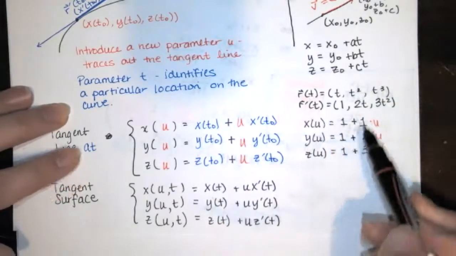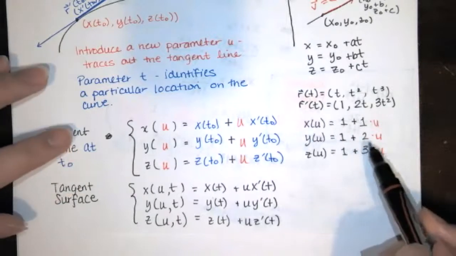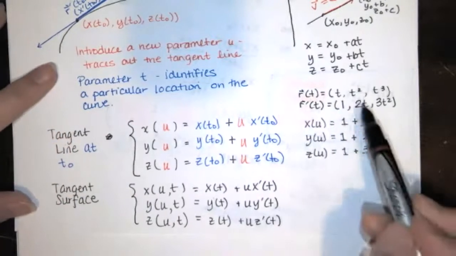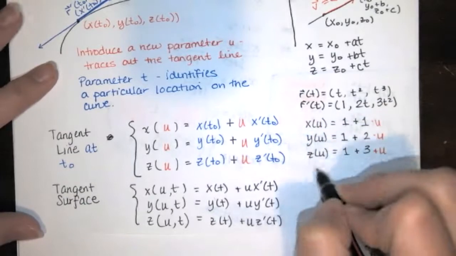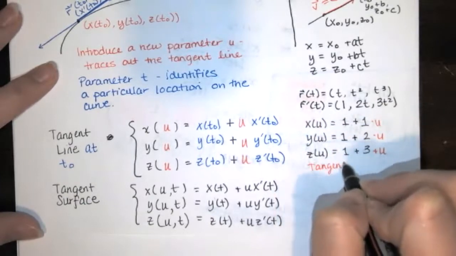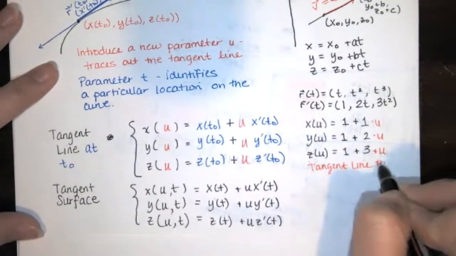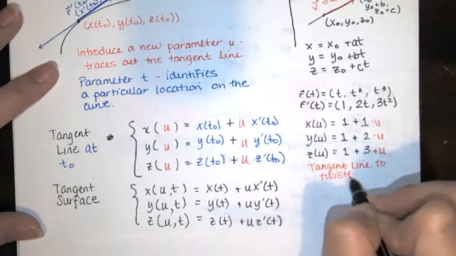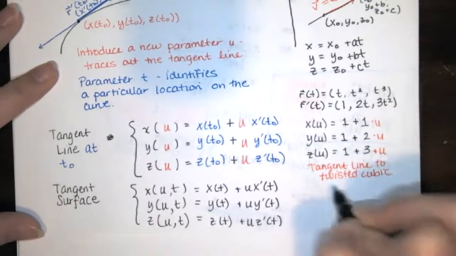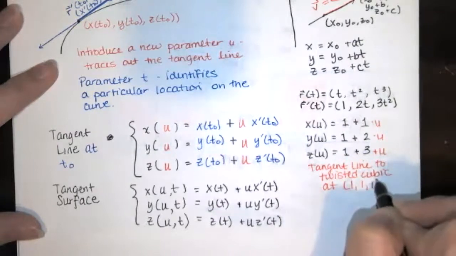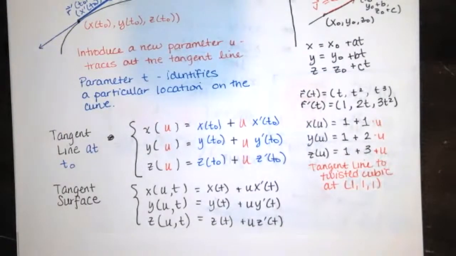And we have this now. So these are the parametric equations of the tangent line to the twisted cubic at the location 1, 1, 1. So let's look at that.